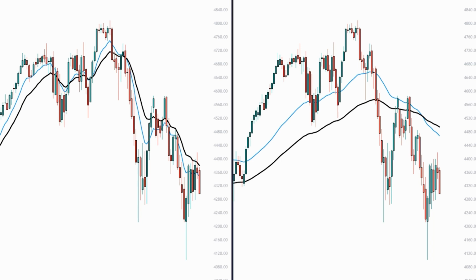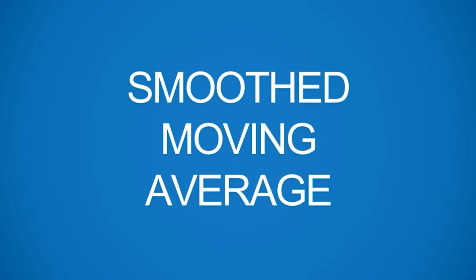So we're going to talk about the smooth moving average, and you can kind of think of it as the EMA on steroids. So the calculation of it, we use a combination of the SMA and an EMA.